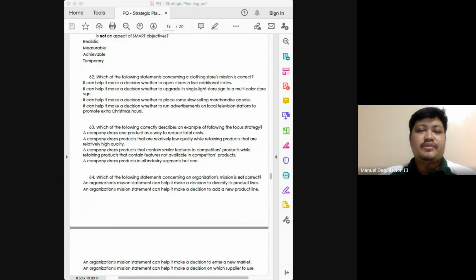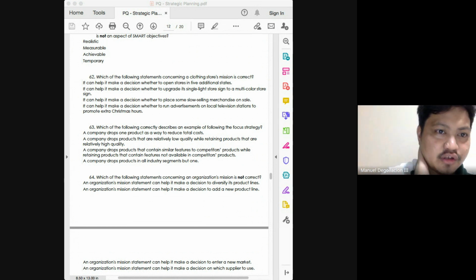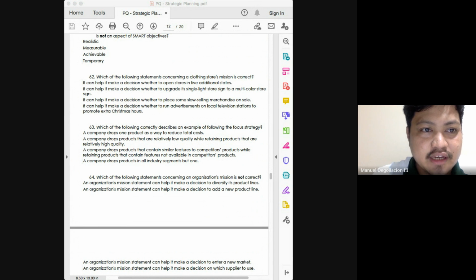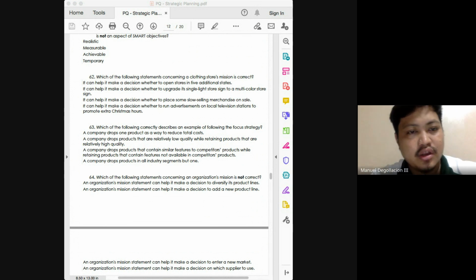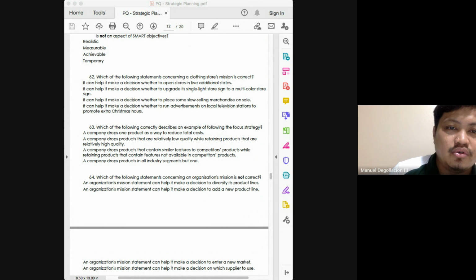62, which of the following statements concerning a clothing store's mission is correct? It can help the company make a decision whether to open stores in 5 additional states. Okay, this seems to be a long term concern, so this would likely be our answer. Let's try to go over the other choices. It can help it make a decision whether to upgrade its single light store sign to a multicolor store sign. Not very long term and has very little impact on the long term goals of the company. It can help it make a decision whether to place some slow selling merchandise on sale.